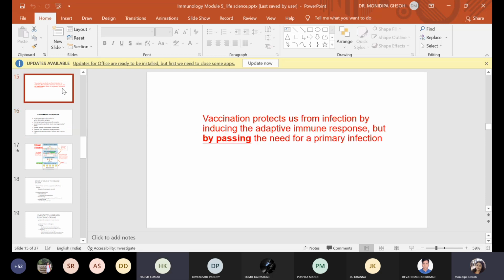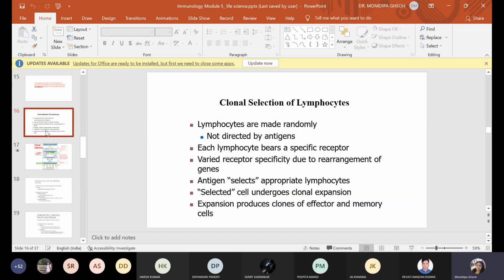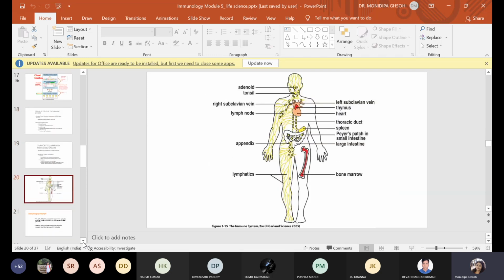From here we start the clonal selection section. This thing we have done: the vaccine protects us from infection by inducing the adaptive immune response. It has been cleared, no? So, from the clonal selection of the lymphocytes, lymphocyte and monocyte I will explain later. First, go to the antibody. I am coming to slide number 16.